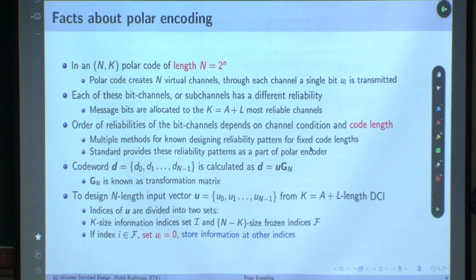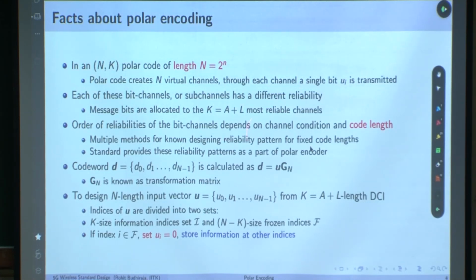Okay, because you are going to assign these indices such that they pass through the most reliable channel, right? So that their corruption is the minimum when they pass through the channel. This is the overall philosophy. And the reason I am telling you this is because when you start reading the standard, they'll give you this information index, they'll give you frozen index, they'll give you this reliability pattern. So with this you will understand what is happening in the polar encoding block, right?